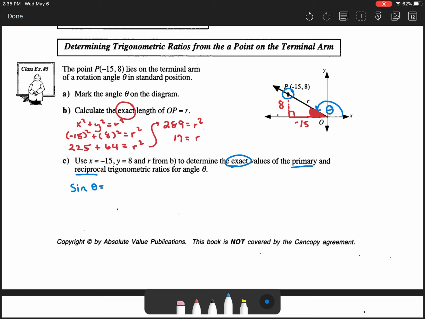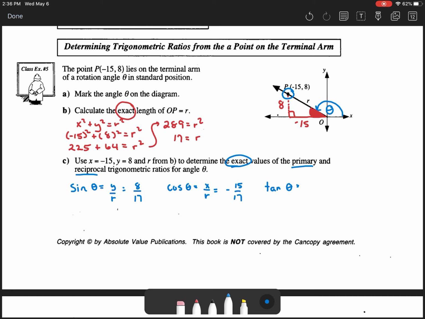Sine of theta is always opposite over hypotenuse, which is y over r, isn't it? So remember, sine is always y over r, which in this case would be what? The 8, that's your y dimension of that triangle, and r is 17. Cosine of theta is always x over r, which would be negative 15 over 17.